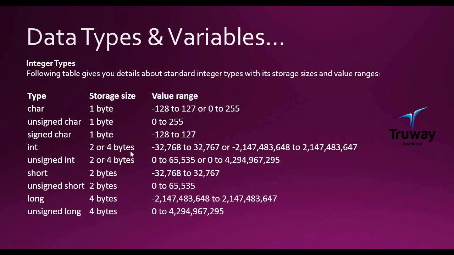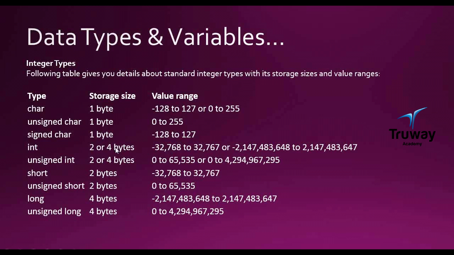Integer ranges from 2 to 4 bytes. You can see it's given here as 2 or 4 bytes, which indicates that in some operating systems or platforms it is 2 bytes and somewhere it is 4 bytes. So it varies from platform to platform. Nobody can guarantee that integer is just 2 bytes or 4 bytes. It depends on the compiler or the operating system that you're using. Based on that, the size will vary here.